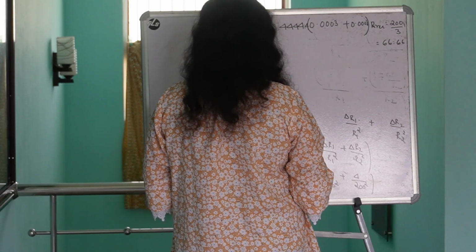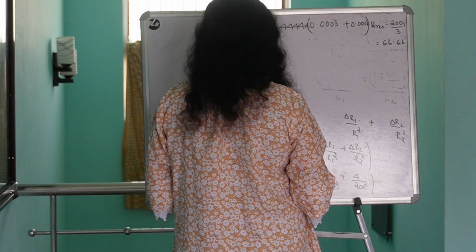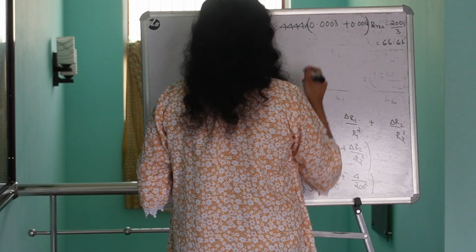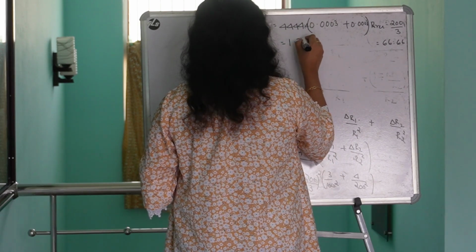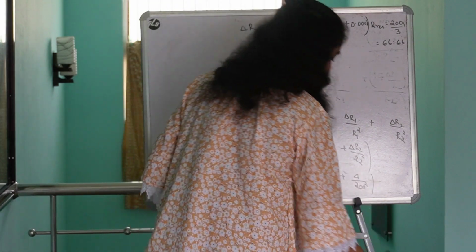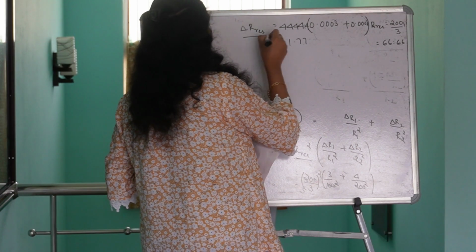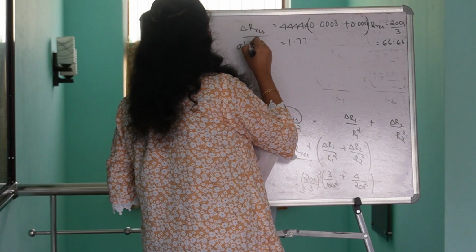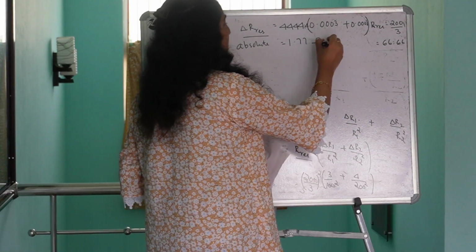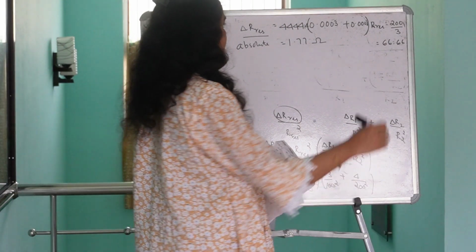So now let me check. 44.4 into 0.03 plus 0.001. So I am getting the value as 1.77. Yes. Here I got the absolute error value, or simply error, or maximum possible error, as 1.77.